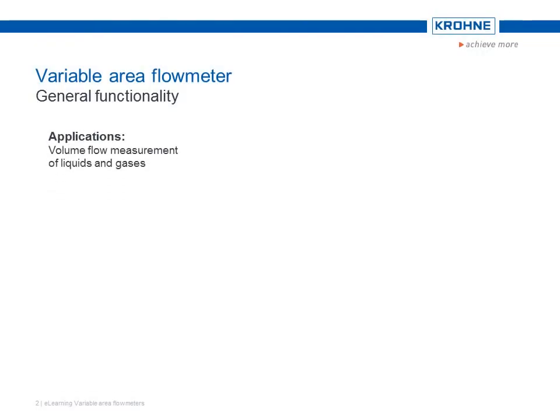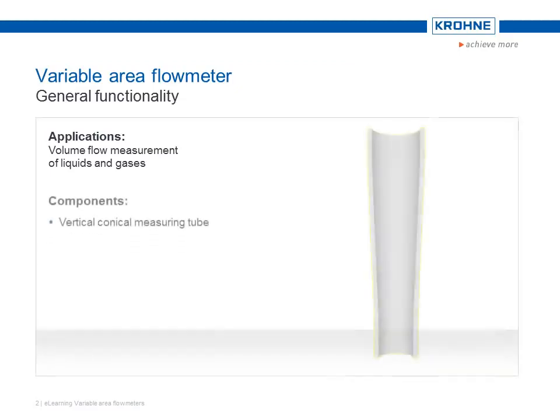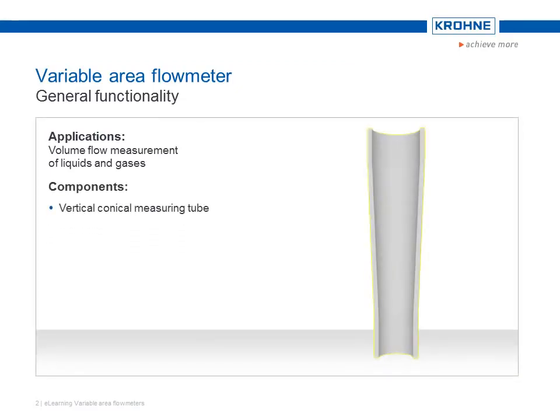Variable area flow meters are used to measure the volume flows of liquids and gases. They consist of a vertical conical measuring tube which widens upwards and a specially formed float which can move up and down freely in the measuring tube. Together, the reference position of the float and the measuring tube create a variable ring orifice.